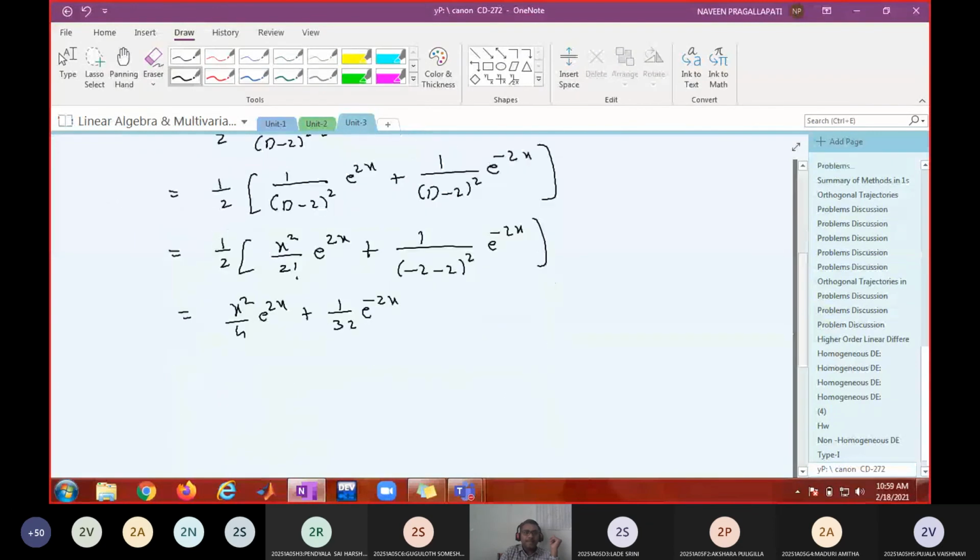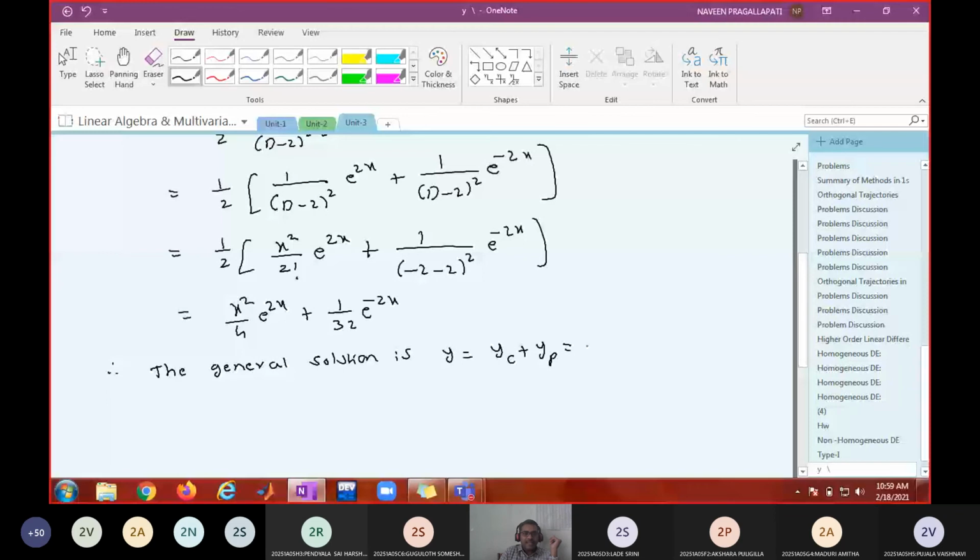What is our aim? To write the general solution. What do you mean by the general solution? So therefore the general solution is y equal to yc plus yp, that means complementary function plus particular integral. Therefore, what is the complementary function we got earlier?